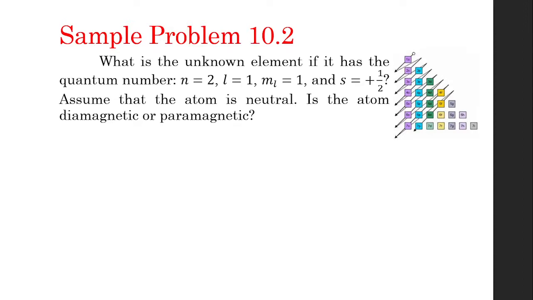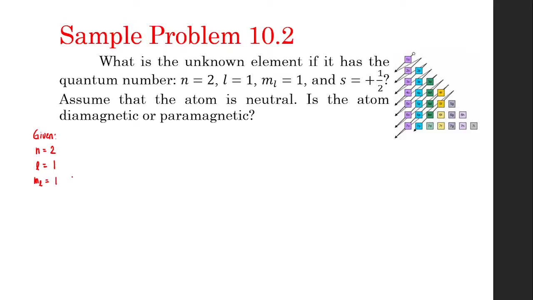What is the unknown element if it has these quantum numbers? So let's write our given. They gave us a principal quantum number of 2, which means we have a main energy level of 2, and then our sublevel, our angular momentum quantum number, is 1, which already tells you that this should be at the p sublevel. And then you have your m sub l of 1.